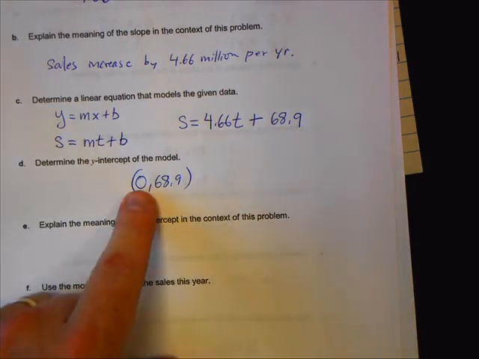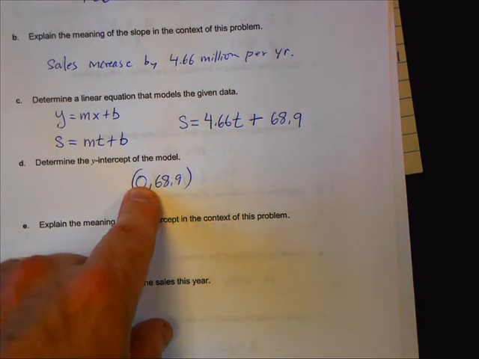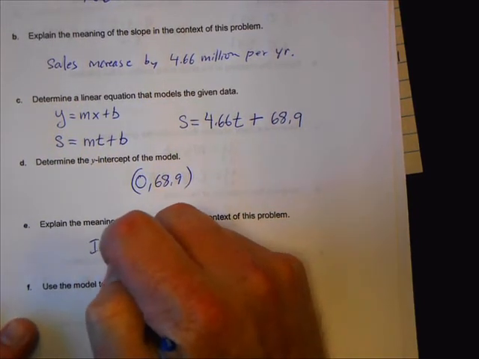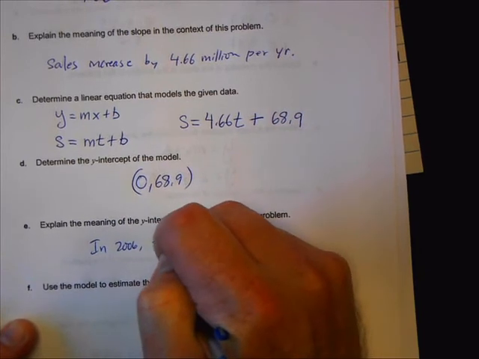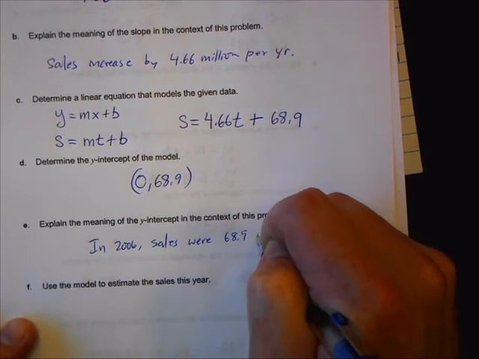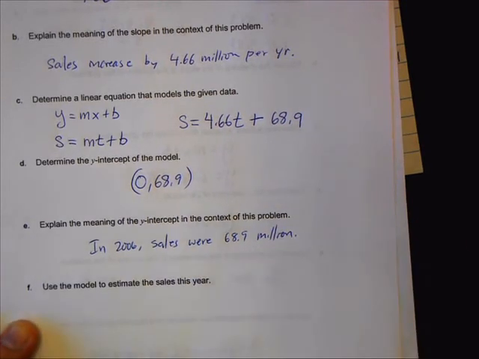What does 0 mean? In the context of this problem, what does the 0 mean? 0 is year 0, which is 2006. So in 2006, sales were 68.9 million. So again, you almost copy that right out of the wording given in the original problem.